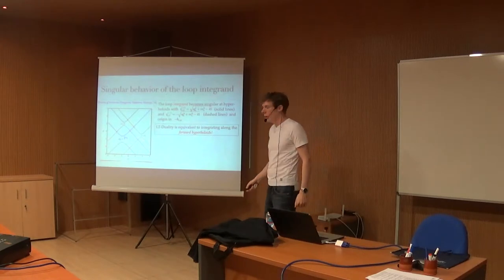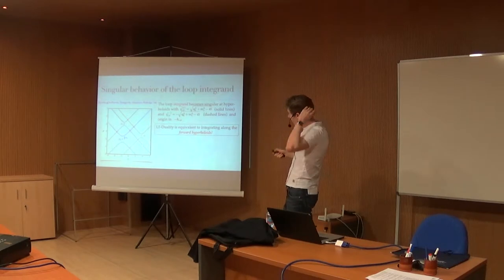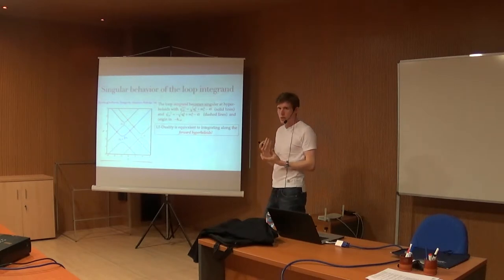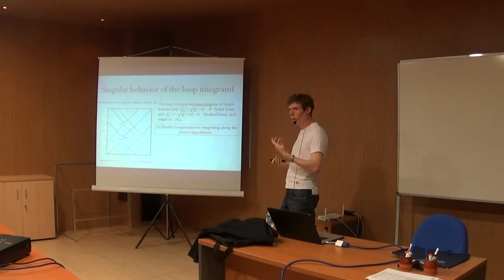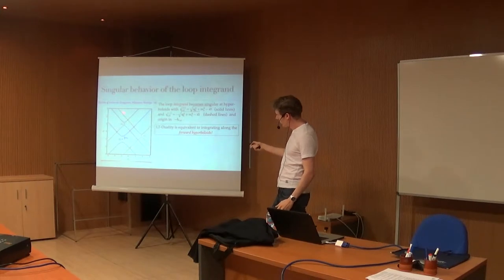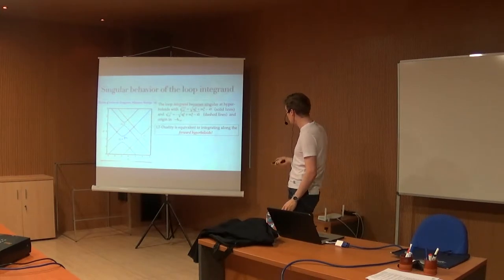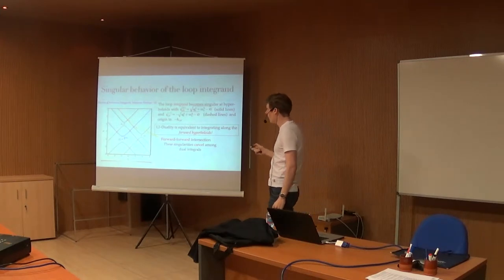Now loop-tree duality means that we integrate along all the forward cones. This is because, as we derived right in the beginning, we close our contour on the lower half plane, and then we pick up all the residues of the singularities with positive energy. This is why we integrate along the forward cones, because we are at positive energy. And when two of these hyperboloids intersect, we have a singularity.